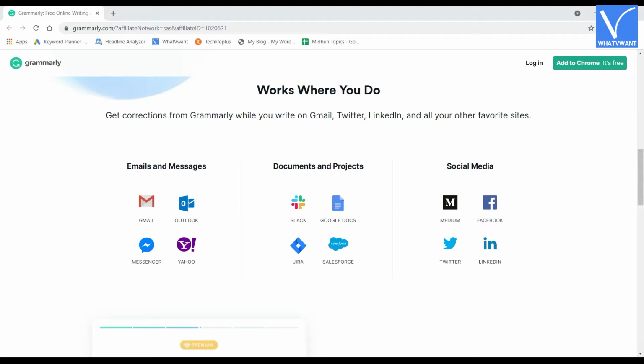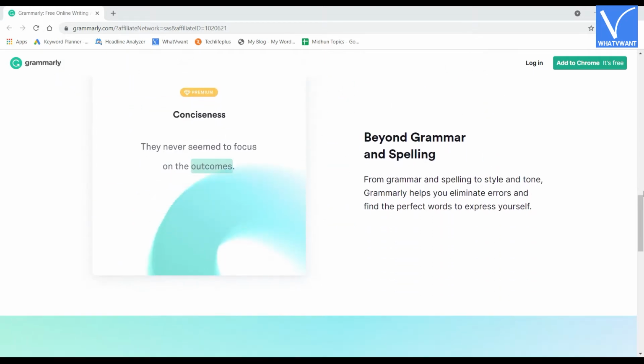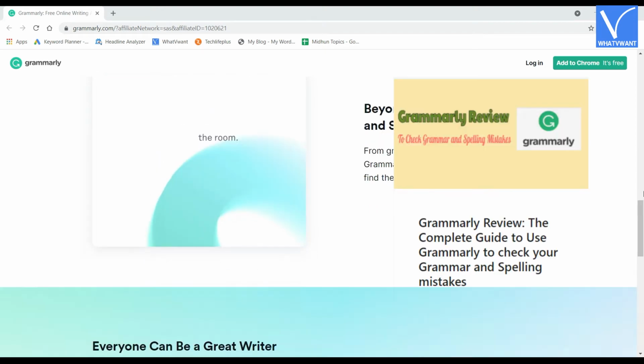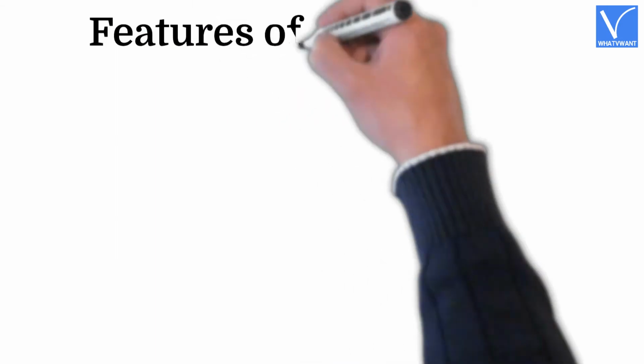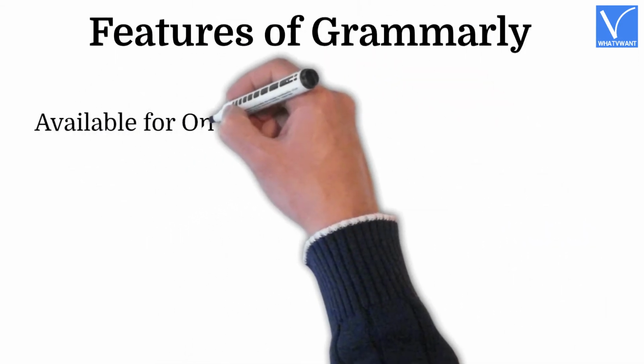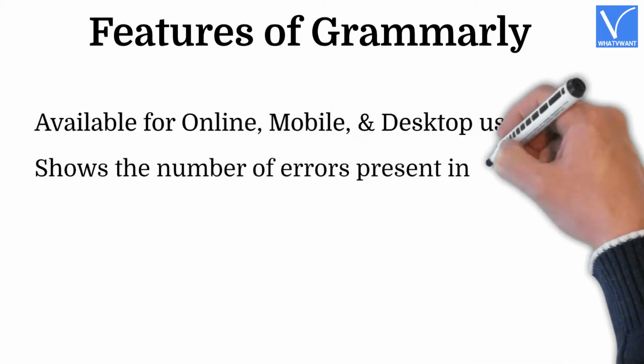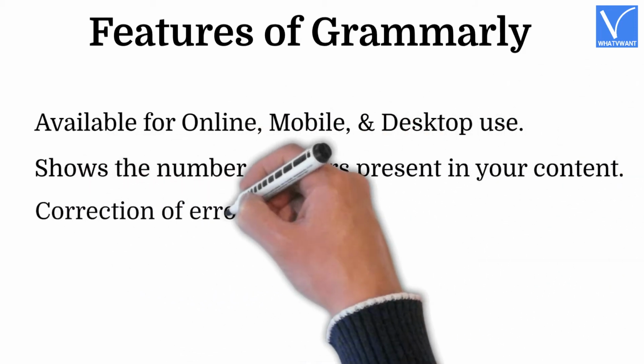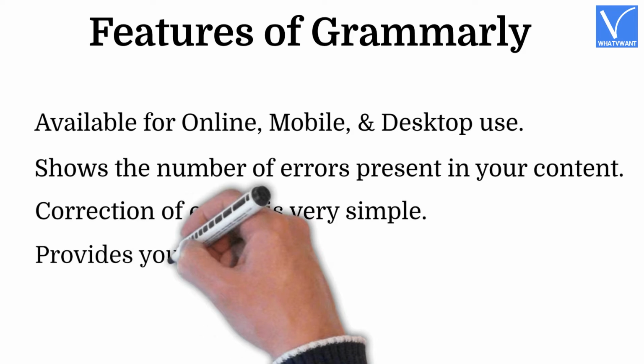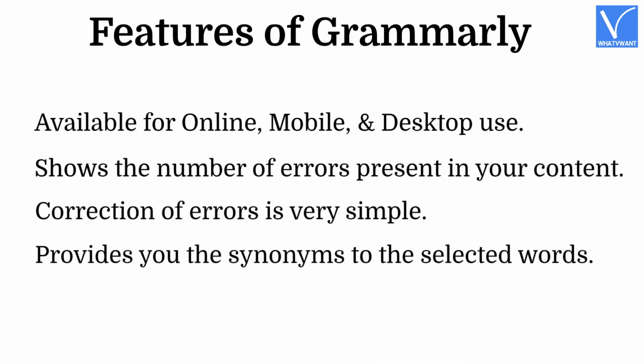Whereas in a premium version, you can get features like advanced grammar checking and plagiarism, which help digital writers to make their writings error-free. If you want to know more about Grammarly, check out our article on Grammarly review. Features of Grammarly. Available for online, mobile, and desktop use. Shows the number of errors present in your content. Correction of errors is very simple. Provides you the synonyms to the selected words.